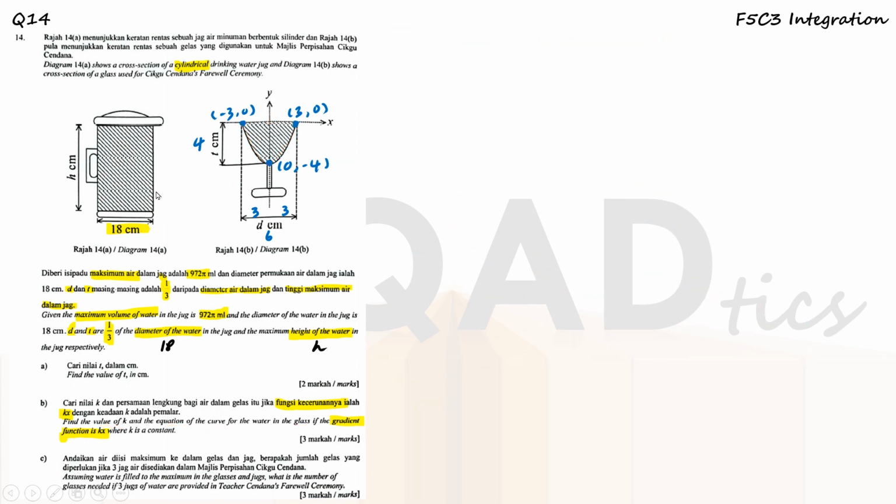As for part C, the question asks, if we have 3 identical cylindrical jugs, how many glasses can I fill with the water? The first thing is, let's calculate the total volume of water. We can use the 972 pi and multiply by 3 to get the total volume of water, 2916 pi. And now we need to see how much volume a glass can hold, right? So we need to find the volume of this glass, which is this part.